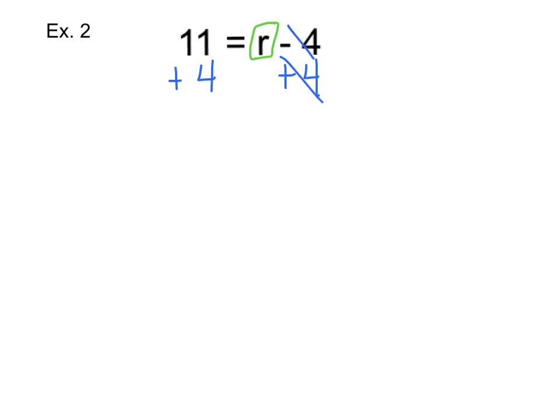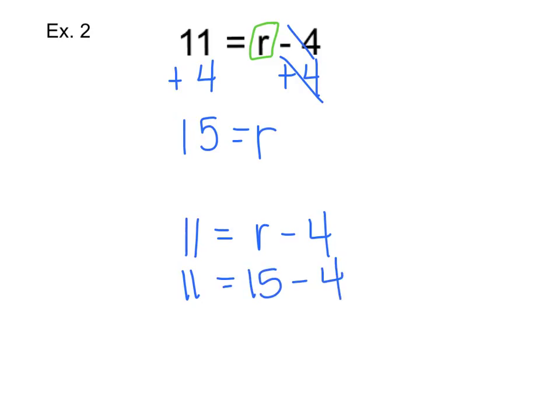So now our 4's cancel on the right side. It's just going to leave us with r. And 11 plus 4 on the left is 15. So again, let's check our answer just to be sure. I'm going to plug 15 in for the r. And then simplify. 15 minus 4 is 11. 11 is equal to 11, so 15 is the correct answer to this equation.